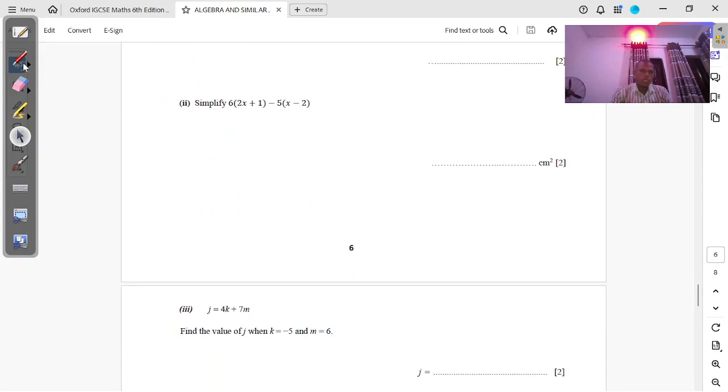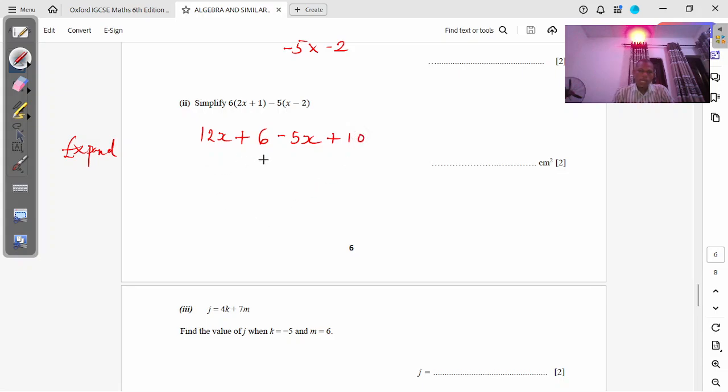Okay, it says simplify 6 into 2x plus 1 minus 5 into x minus 2. So I'm going to expand. Okay, I'm going to expand out the expression. So 6 times 2x gives me 12x, then plus 6 times 1 gives me 6, then negative 5 times x, that's negative 5x. Now I have negative 5 times negative 2. That gives us plus 10.